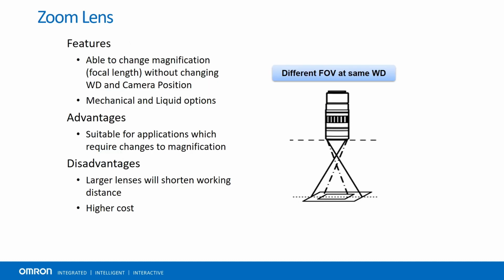A zoom lens is the last type of lens we will discuss, as it allows us to adjust the zoom level without having to adjust our working distance. This allows for quick changes in magnification, but has very limited applications in the world of machine vision automation. Keep in mind that zoom lenses are significantly larger than non-zoom lenses, which can limit their usage, and are significantly higher in cost than non-zoom lenses.